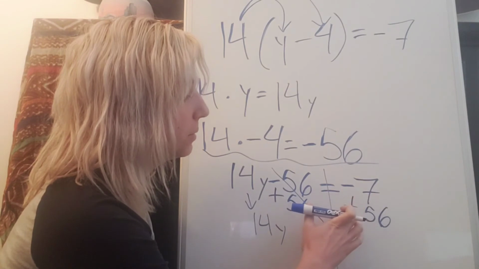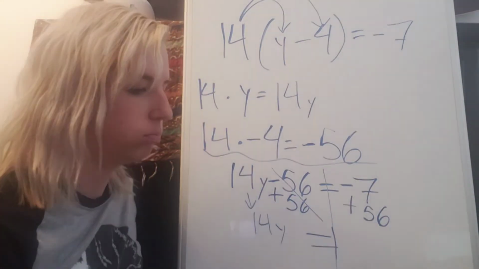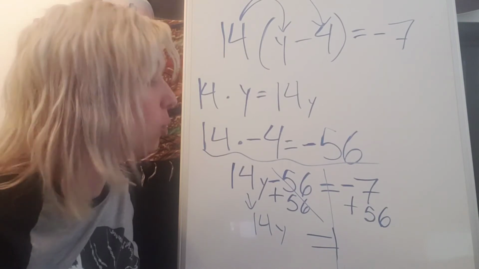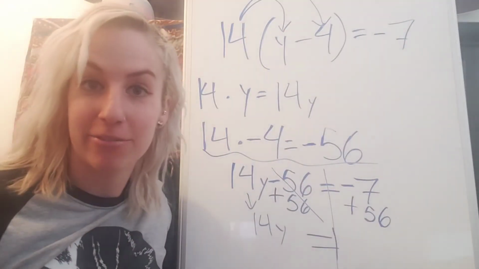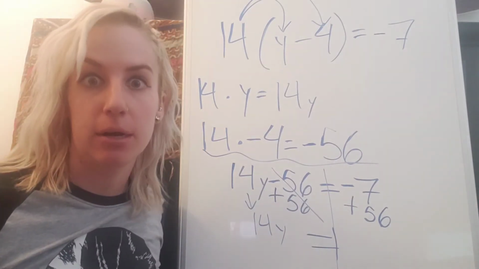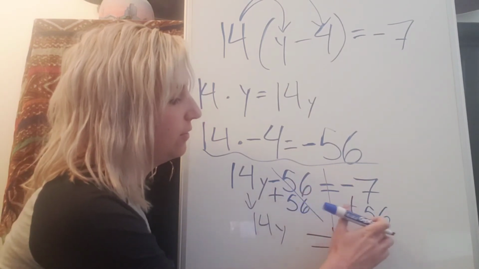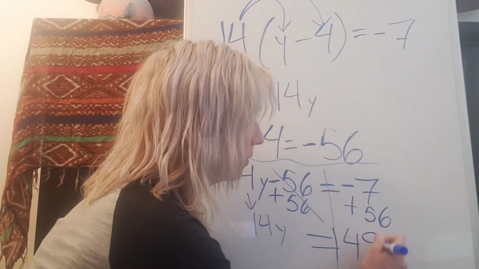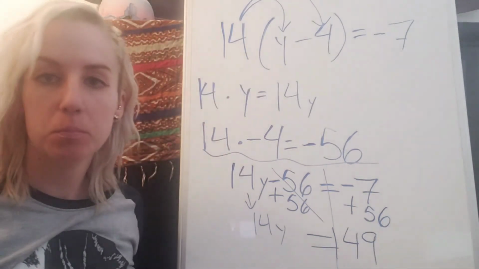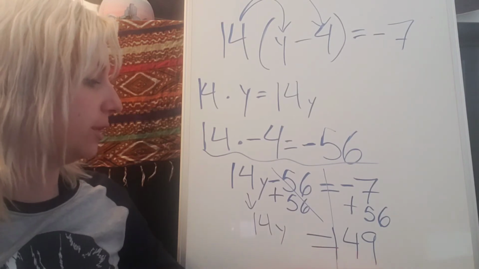All right. And then negative 7 plus 56 should give me, oh, it's a negative 7. That's why I was like, hold on. Okay, so again, if negative numbers throw you off, use your calculator, right? And just type it in. So negative 7 plus 56 is actually going to give me a smaller answer of 49. Okay, so I have 14y is equal to 49.